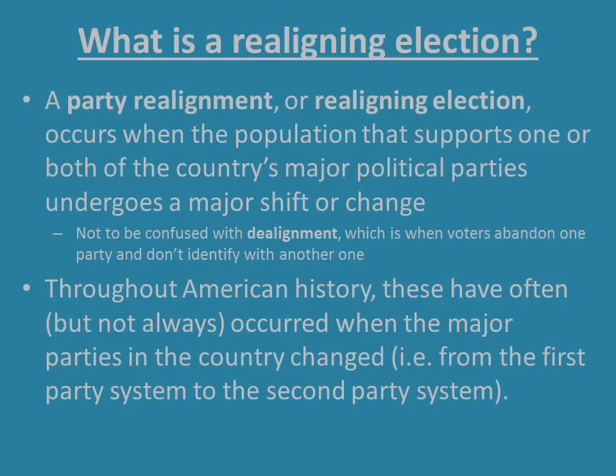This is not to be confused with de-alignment, which is a term you'll see every once in a while. De-alignment is when voters abandon one party and then don't really identify with another one. We're not really going to talk about that too much, but you will see that term occasionally in political science, so just know what de-alignment means. It's pretty self-explanatory. Throughout American history, most realigning elections have occurred when the major parties in the country changed. This is especially true early in America's history, as you'll see as we look through these individual elections and why they are realigning elections. So let's go ahead and get started.